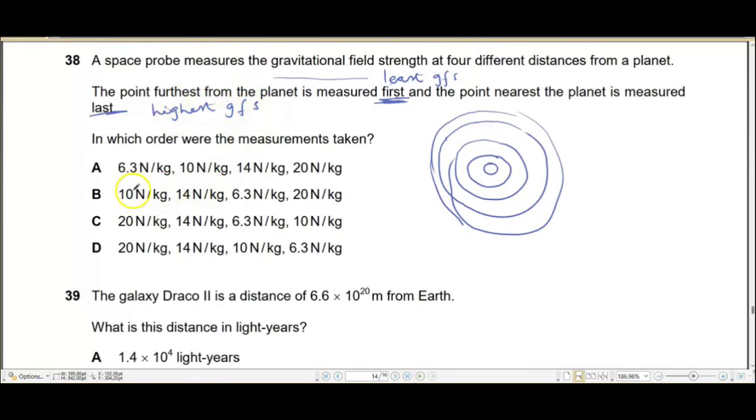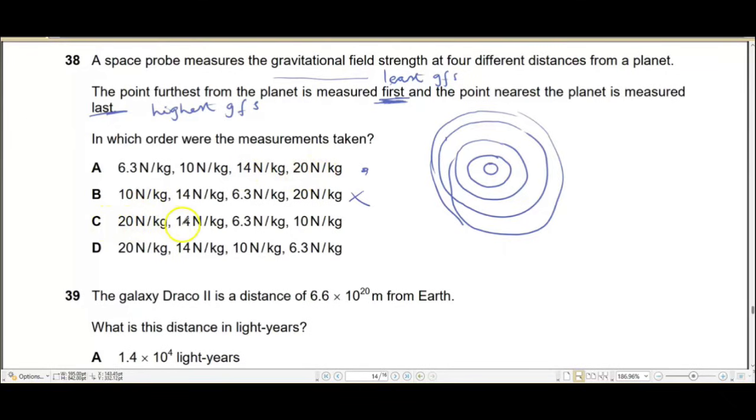gravitational field strength. So let's look at the values. We are basically moving in an ascending order. So 6.3, then 10, then 14, and then 20. This seems to be correct, but let's move on. 10, then 14, and then 6.3. If there is no exception, this can't happen. The simple phenomenon is that the point that is furthest from the planet will have the lowest GFS and the one that is closest will have the highest GFS.